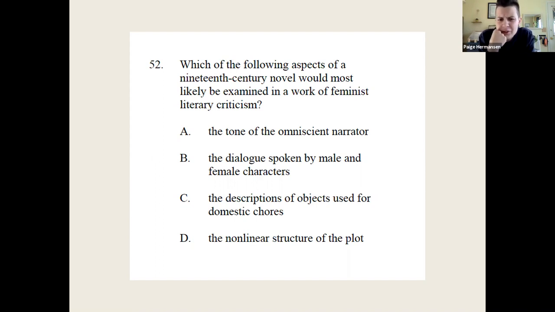I don't see it. And that's because, first of all, how would I say this? That's not a feature that would be considered by feminist literary criticism, right? It's just not relevant to the question. So you're right, Emily, we can absolutely get rid of D, which is fantastic. What about these other options, the descriptions of objects used for domestic chores?